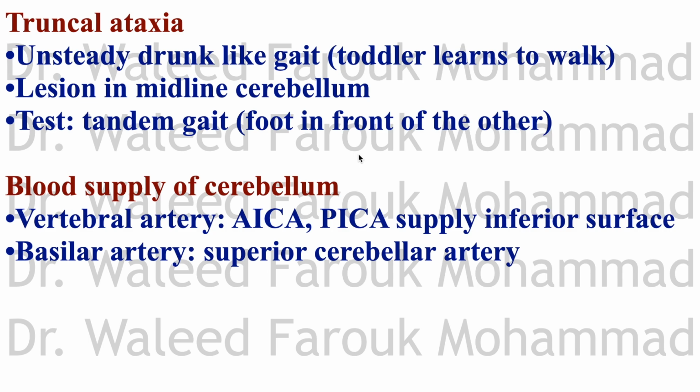Blood supply of the cerebellum is from the vertebral artery through the anterior inferior cerebellar artery and the posterior inferior cerebellar artery. They supply the inferior surface, as their names suggest. The basilar artery gives off the superior cerebellar artery before giving its terminal branch, the posterior cerebral, to supply the superior surface of the cerebellum. So it's AICA and PICA for the inferior surface and the superior cerebellar artery for the superior surface.